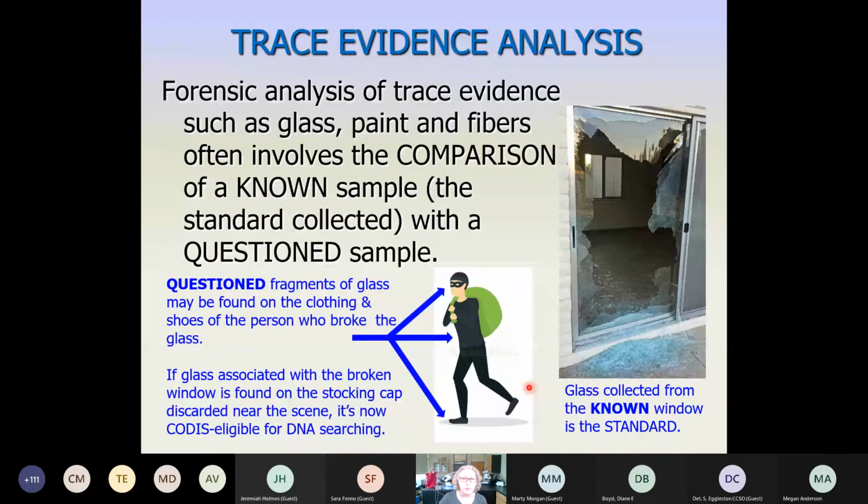So whether or not you have a suspect, think about what questioned items you may have to compare to that known window.